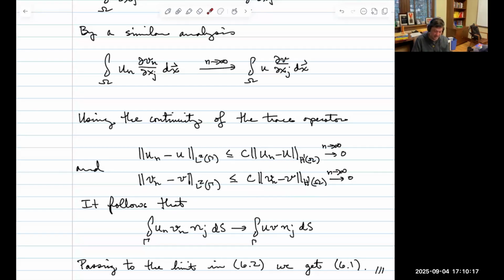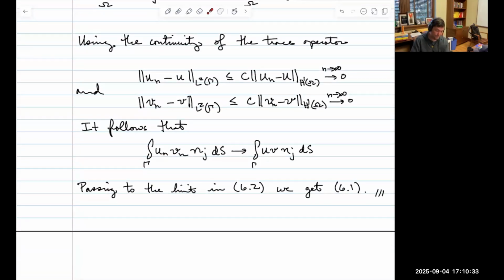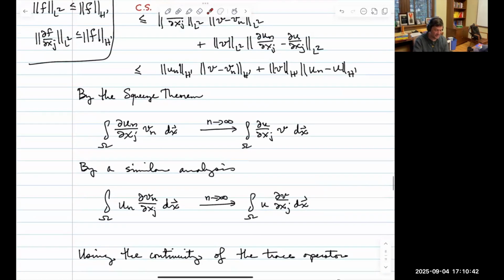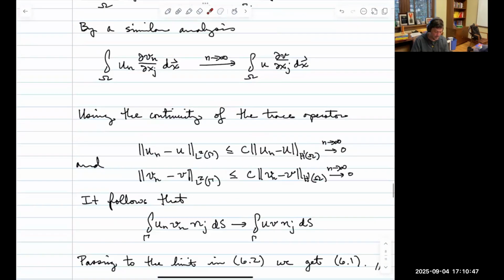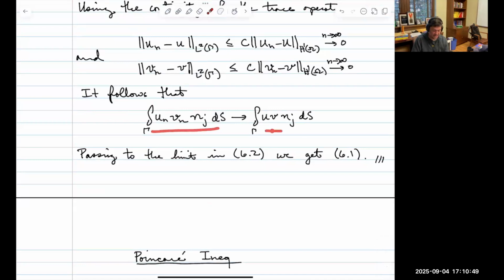Now, as n goes to infinity, because u_n converges to u and v_n converges to v, these guys go to 0, right? So that means these guys also go to 0. I can then prove the following fact. Using that information, by essentially the same analysis that we used up here, we're just going to try to squeeze these two integrals together. I can show that this integral converges to that integral.